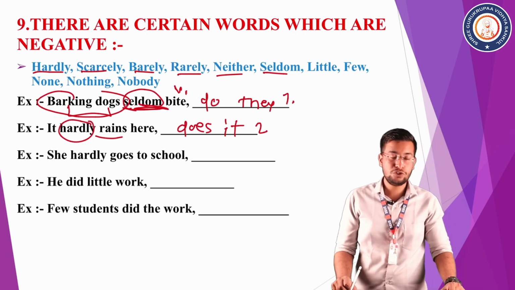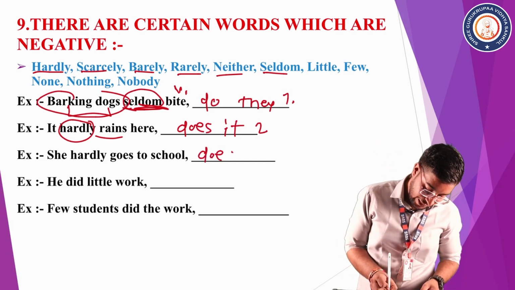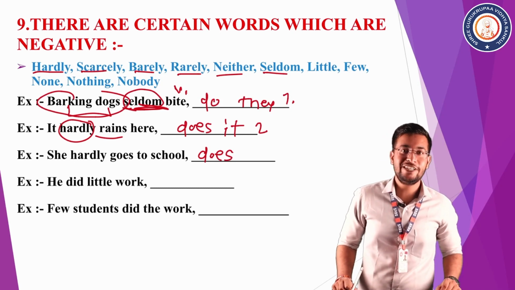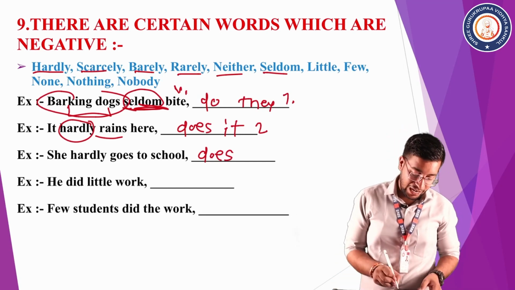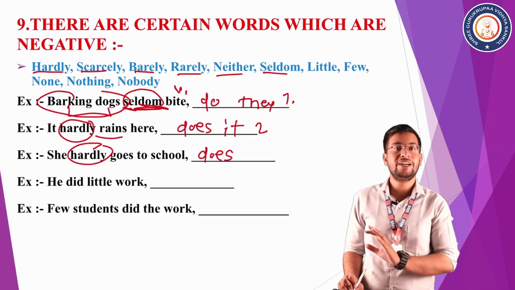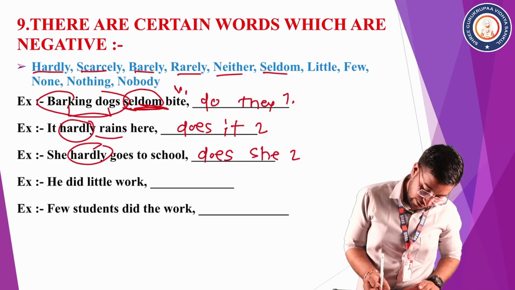See, he hardly goes to school. Here we will use the helping verb "does". Why have we used the helping verb "does"? Because this is an example of present indefinite. He hardly goes to school, and hardly makes this a negative sentence, so we won't write "doesn't", it will remain "does" only, so we will write "does he".